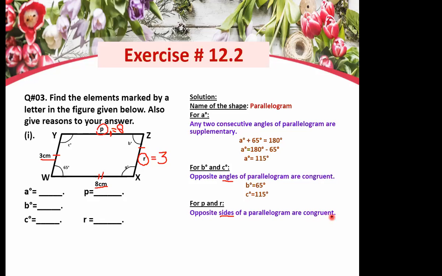If the sides are congruent, P will be equal to 8 centimeters because the opposite side of P is this one, which is equal to 8 centimeters. The opposite side of R is this one, which is equal to 3 centimeters. So you will write it down here: R is equal to 3 centimeters.